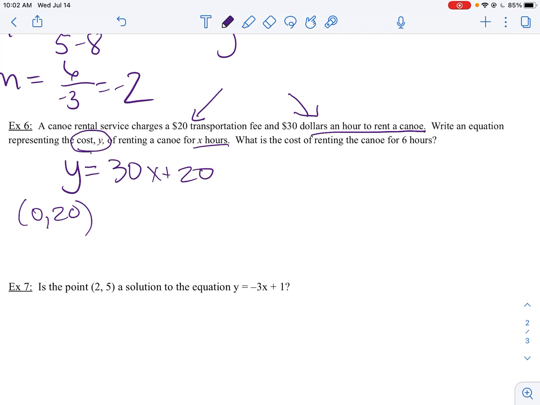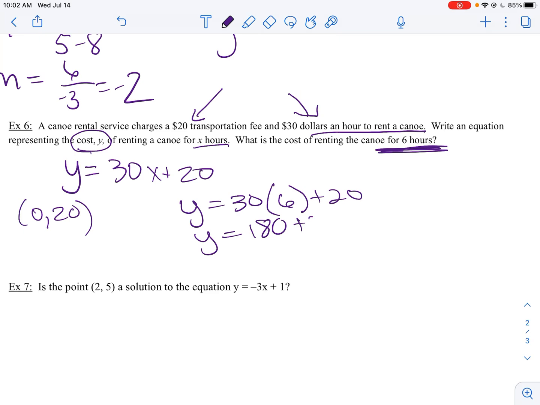It's what changes. The next part says, what is the cost of renting it for 6 hours? So I'm going to replace my hours with 6. So I get 180 plus 20. So that's going to get me $200 for 6 hours.